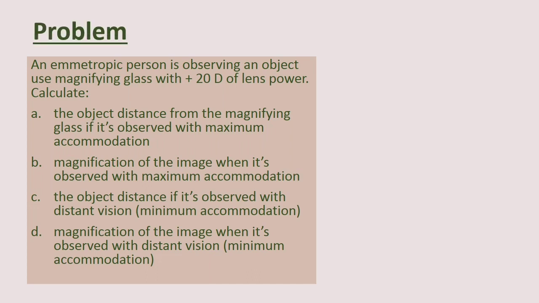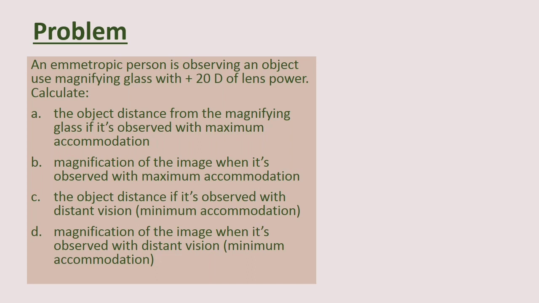The question is: an emmetropic person is observing an object using a magnifying glass with plus 20 diopter of lens power. Calculate the object distance from the magnifying glass if it's observed with maximum accommodation, the magnification of the image when it's observed with maximum accommodation, and then the object distance if it's observed with distant vision or minimum accommodation, and the magnification of the image when it's observed with distant vision or minimum accommodation.